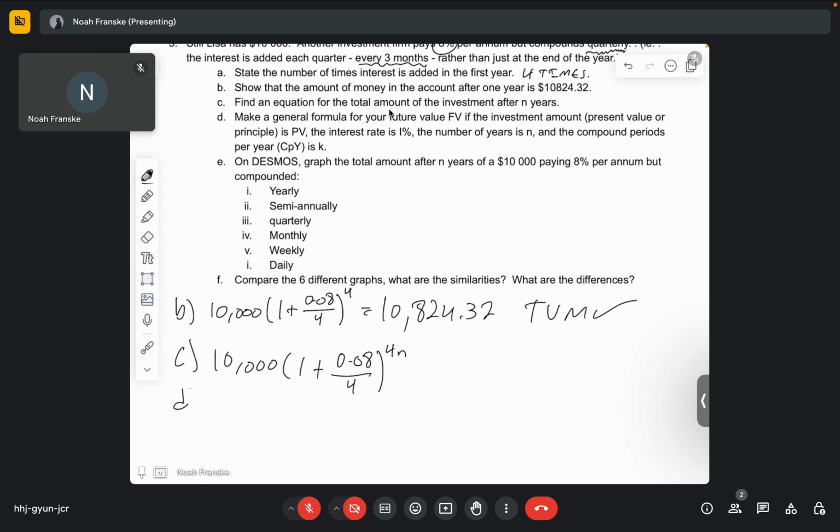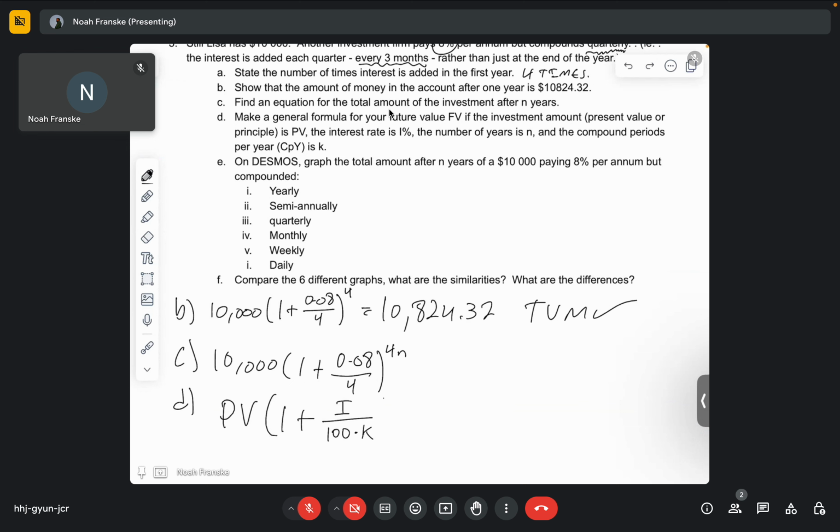So for D, make a general formula for your future value, FV, if the investment amount, present value or principal, is PV, the interest rate is I, the number of years is N, and the compound periods, CPY, is K. All right, well, that's going to be PV, that's our 10,000, times 1 plus our interest rate, but we have to divide that by 100, and also by our number of compound periods, which is K. So I over 100, that's just why we have a 0.08 here instead of an 8, right? We're just writing the percentage as a decimal.